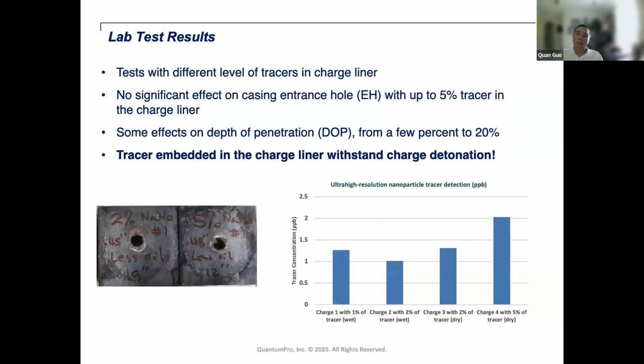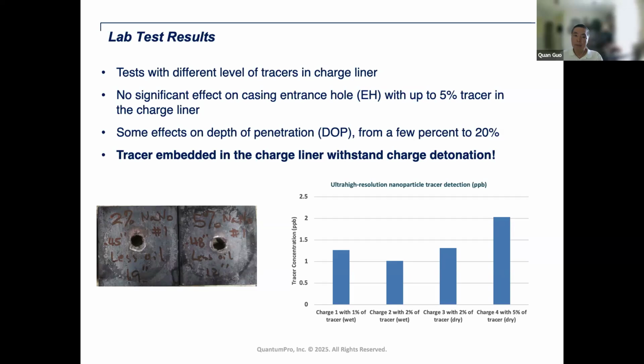We have done many tests on different charges with different levels of tracers in the charge liners, from 1% all the way to 10%. We found no significant effect on the casing entrance hole size with up to 5% of the tracer in the charge liner. I think one of the reasons for this is that the nanoparticles occupy the core of the liner. We do find some effects on the depth of penetration, from just a few percent to 20%.